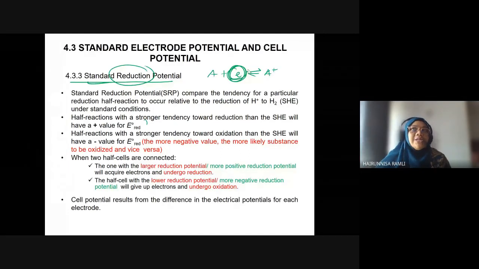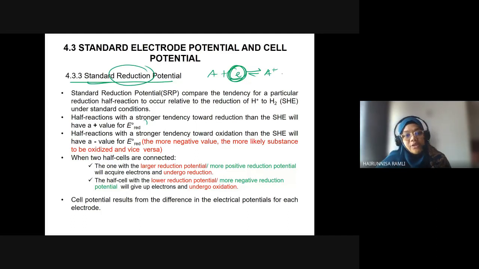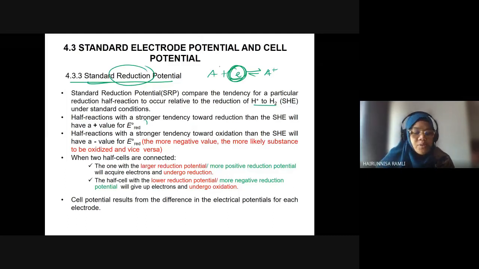Tapi kalau kita tahu dia sebelah kanan, kalau kita tahu dia oxidize, you terbalikkan je lah sign tu. Okay, nanti saya akan explain lah. Kalau you nampak value tu, you akan nampak nanti. So, here SRP compare the tendency for a particular reduction half reaction to occur relative to the reduction of H plus kepada H2. Okay, so bukanlah nak betulkan statement. Betul lah tadi yang saya cakap tadi.